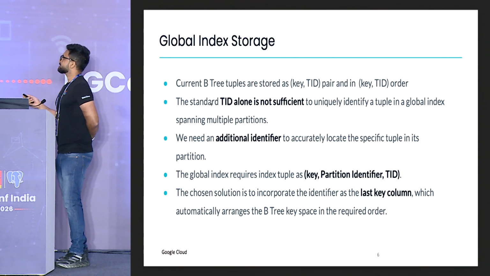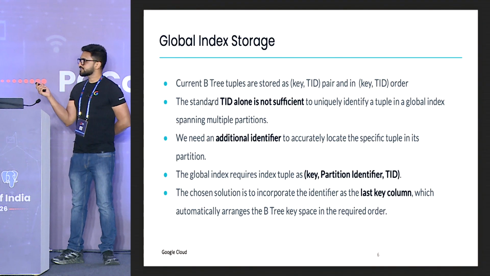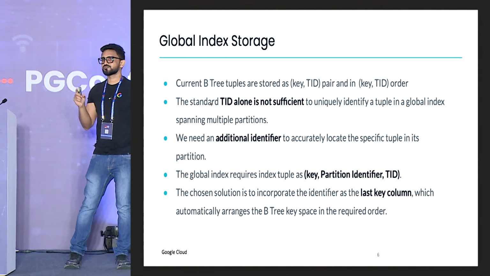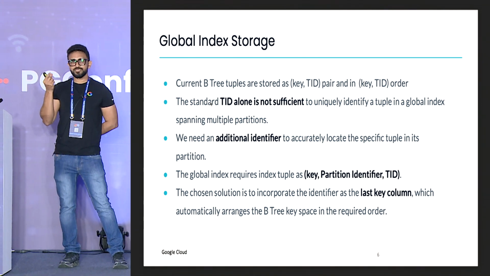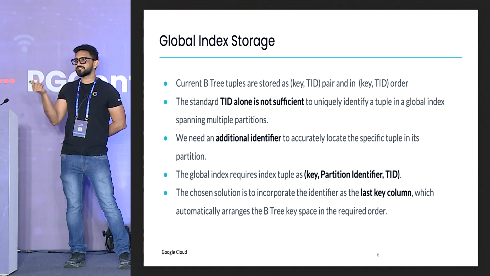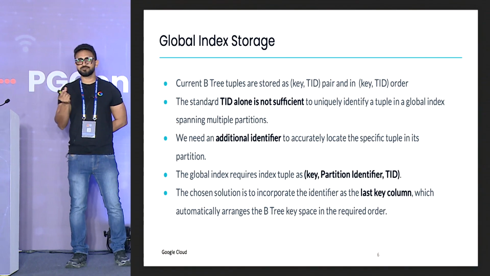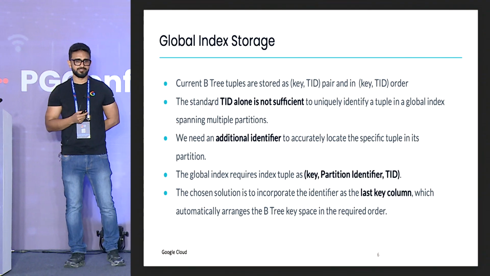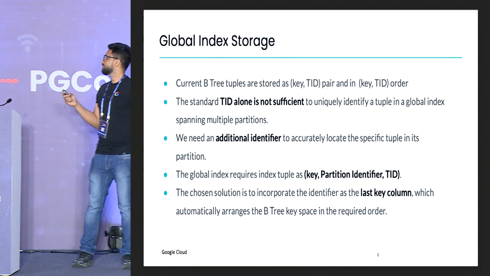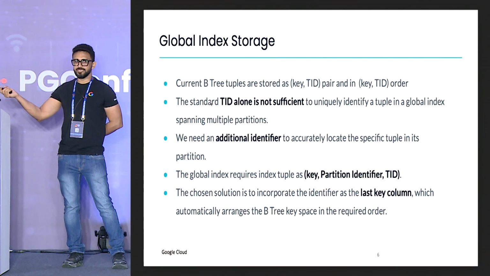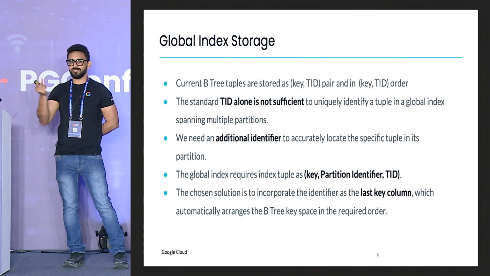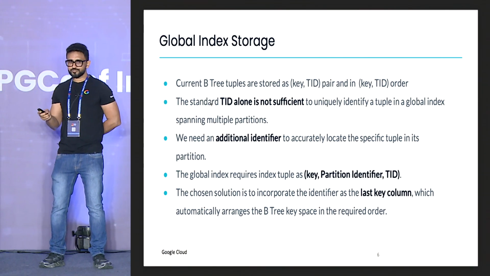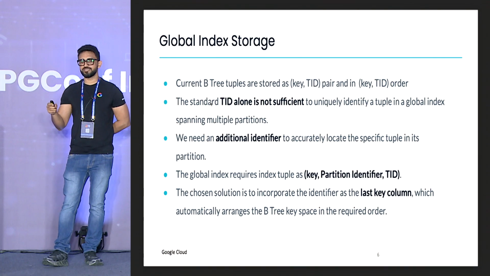This is the global index storage decision that we have taken. If you look at a local B tree index, each tuple contains a key and TID pair, right? The key is nothing but the column on which you created the index, and the TID is a locator in the heap, which is nothing but the block number and the line pointer in the heap. The tuples are also stored in the order of key and TID.